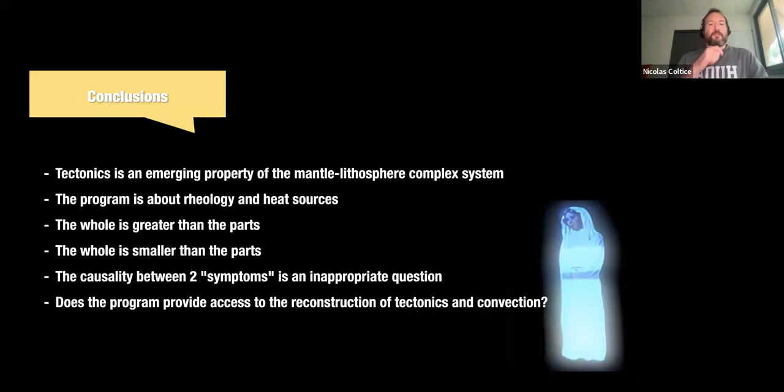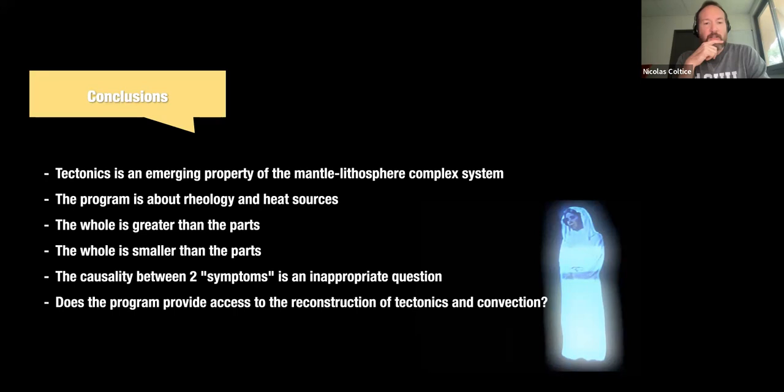So I come to the conclusion of my talk here. The conclusion is that tectonics is an emerging property of the mantle lithosphere complex system. The program here is about rheology and heat sources. The whole is greater than the part, so there is emergence of tectonics, of a certain type of tectonics, depending on the properties that we set first. And we cannot look at a rock and know beforehand what is going to emerge. We have to make the experiment. We have to go through the whole process before we see really what happens.